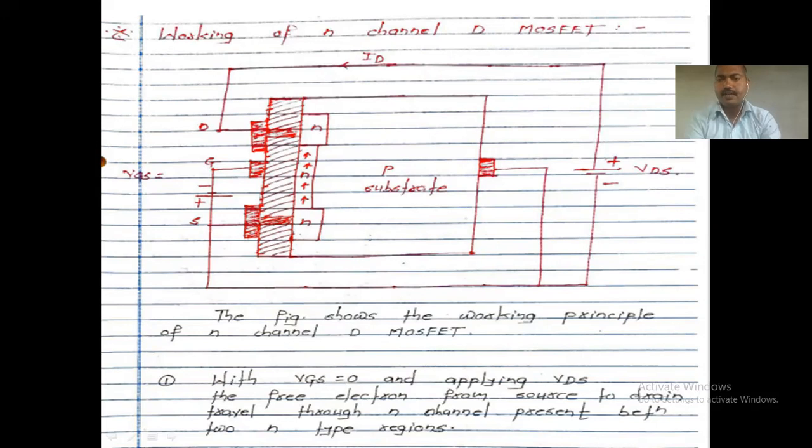Another type of MOSFET is called the enhancement type of MOSFET. One important thing with respect to D MOSFET and E MOSFET is that D MOSFET is called a normally on type of MOSFET. What it indicates is that we are not applying any voltage between gate and source, that is VGS equal to 0, and in that case also your MOSFET is on, right? That is called a normally on type of MOSFET.